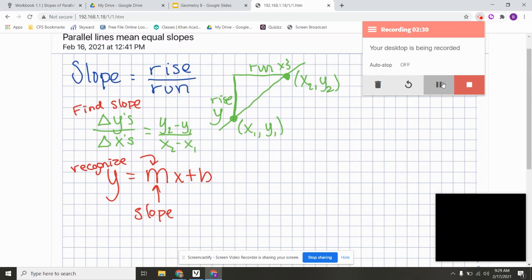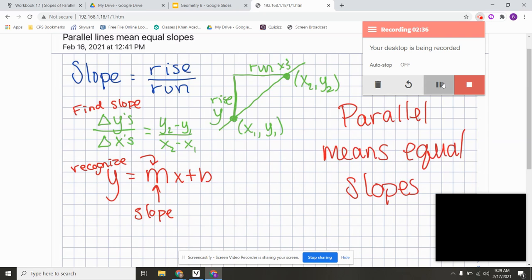And if they have equal slopes, then they are parallel. So parallel means equal slopes. As in the exact same thing. You might need to take the slopes and reduce them, but that's what it means. So that's the idea going into workbook 1.